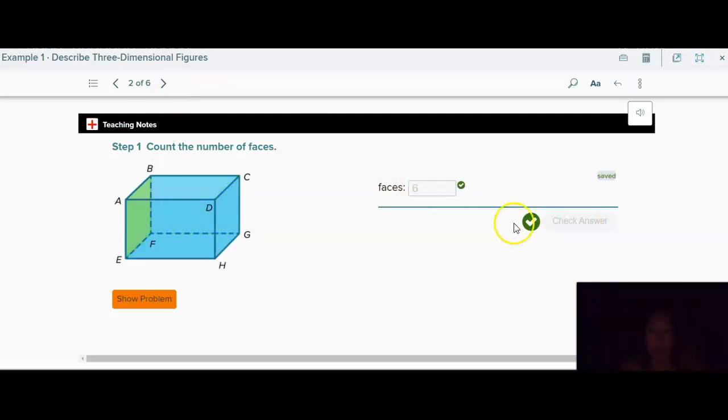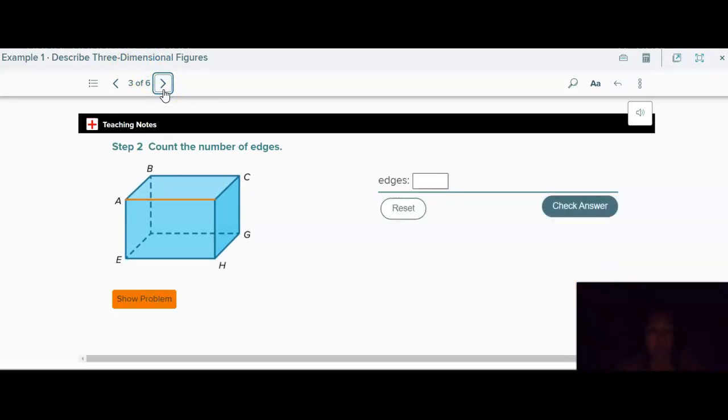And then, let's see. We have to put down here. Now the number of edges. Let's count 1, 2, 3, 4, 5, 6, 7, 8, 9, 10, 11, 12. Go back and pause, or go back if you missed all those, but it kind of shows you in orange. There are 12 edges for this one.